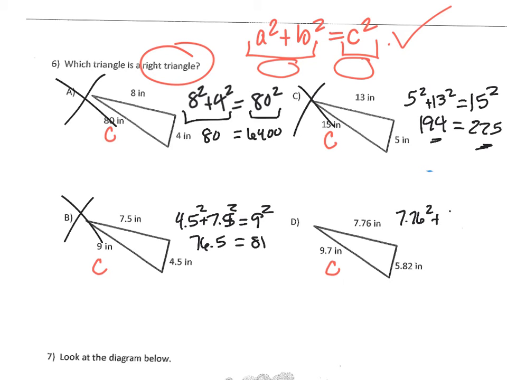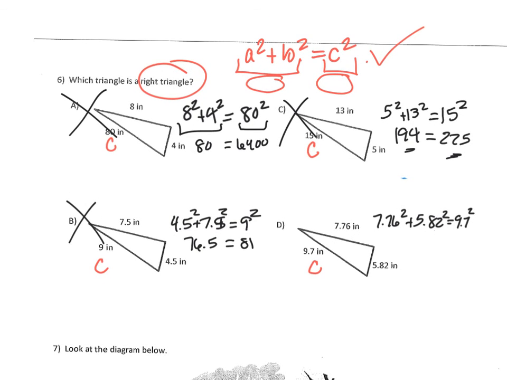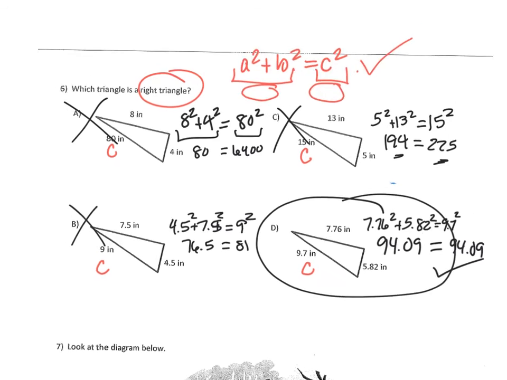7.76 squared plus 5.82 squared. Does it equal 9.7 squared? Of course, the last one is all decimals. So 7.76 squared plus 5.82 squared is 94.09, and then 9.7 squared is 94.09. Okay, so they're the same, they match up.